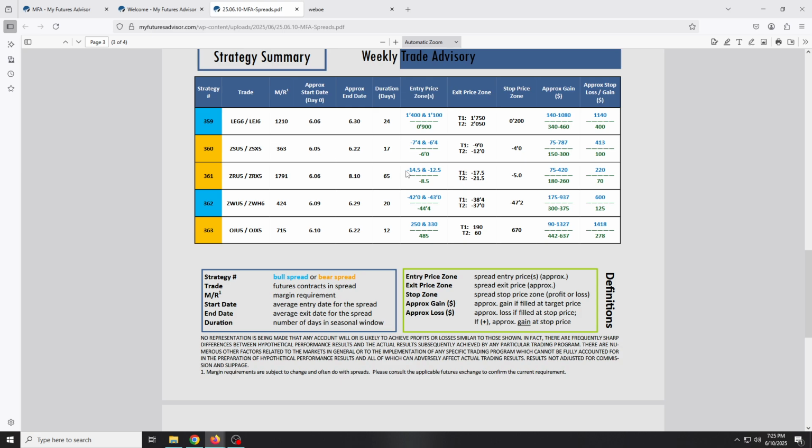One note here is this rice shows negative 14.5. There's only two entry levels. It's negative 12.5 and negative 8.5. So bear that in mind. I'll get that corrected. Okay, so that is where we're at with all these.